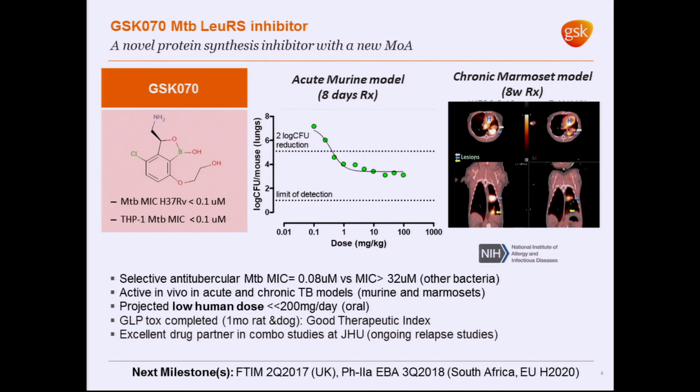So good evidence to move forward with this project. Projected low human dose, it's actually a very potent molecule, as I mentioned. We've completed our GLP tox package with a therapeutic index that supports moving forward. And we have ongoing studies at the moment looking at how to best partner this drug with other novel agents in development, looking at combination studies, both to identify partners that reduce the bacterial load most effectively, but also looking at those combinations that have the biggest effect in preventing relapse through our partnership with Johns Hopkins.